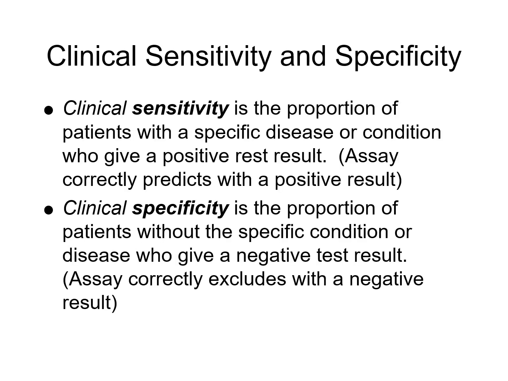So, clinical sensitivity. The definition is the proportion of patients with a specific disease or condition who give a positive test result. This measures the test's ability to correctly identify diseased patients, and a high clinical sensitivity reduces false negative results. Just as a quick example, let's say we have a test for a virus that detects 95 out of 100 infected patients, so that has a 95% clinical sensitivity.